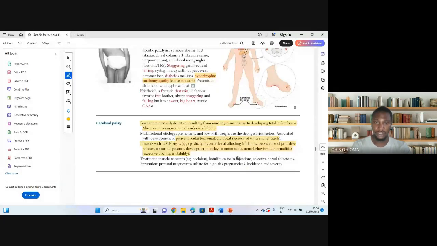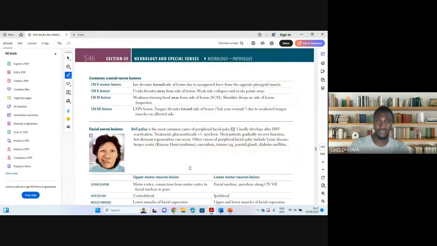How do you treat it? Muscle relaxants. You need to know this. I've seen this in an MBME question. How do you prevent it? Prenatal magnesium sulfate, especially for patients with prematurity. You try to give them magnesium sulfate to help brain development. That's basically what you need to know for the exam.